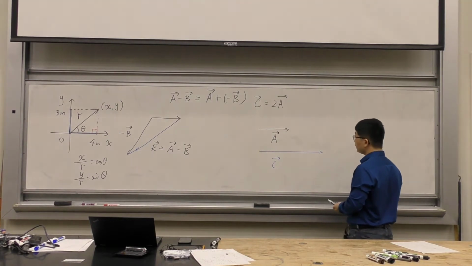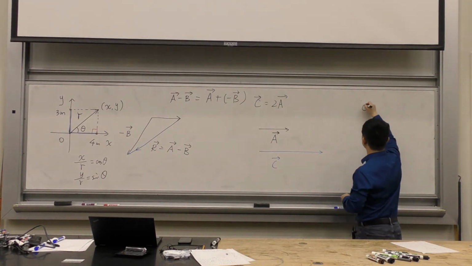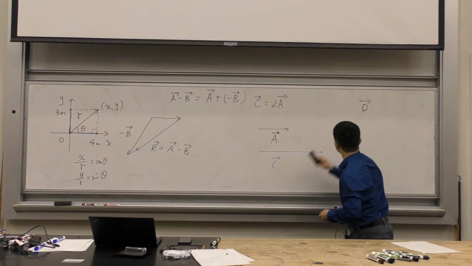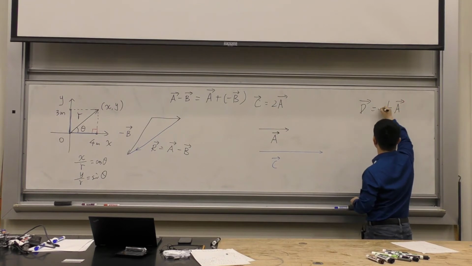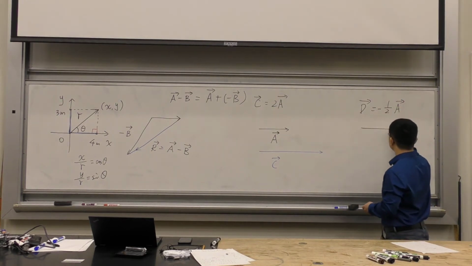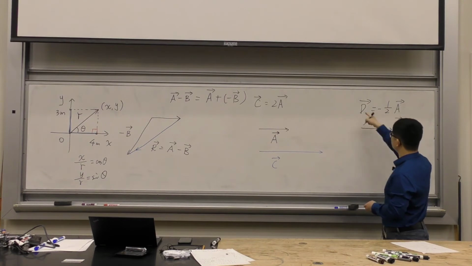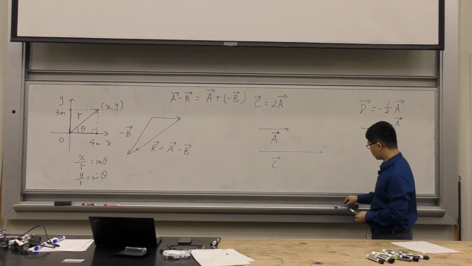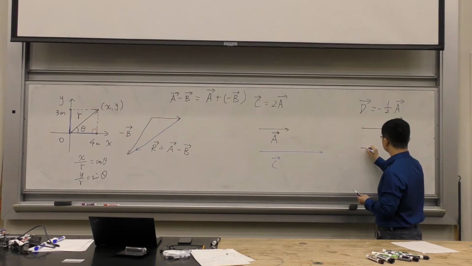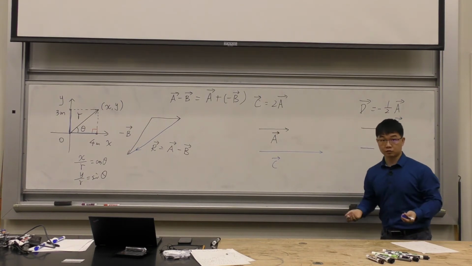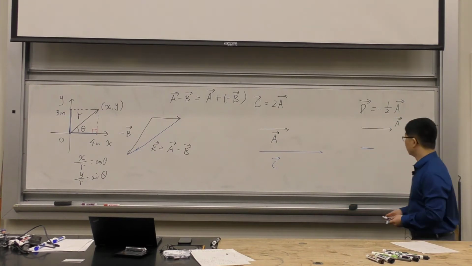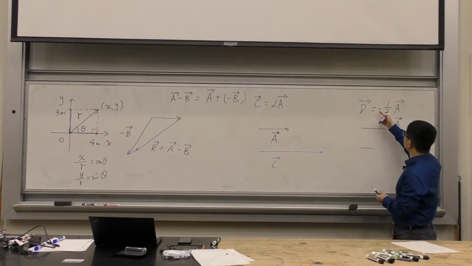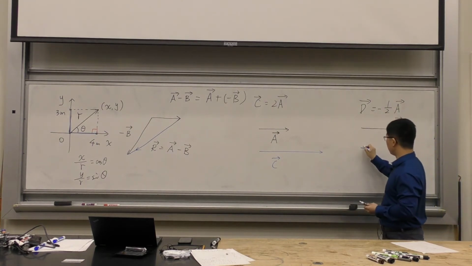And then say I call it another vector D, where I want to do 1/2 A or negative 1/2 A. This is still a vector. How do I find that vector? First of all, the magnitude is just going to be 1/2 of that. That's intuitive, I'm multiplying a vector by 1/2, so the length becomes 1/2. The direction, because I multiplied by negative 1/2, is going to be opposite to the original vector. So that's how I would draw vector D.